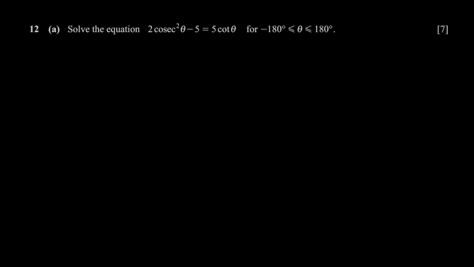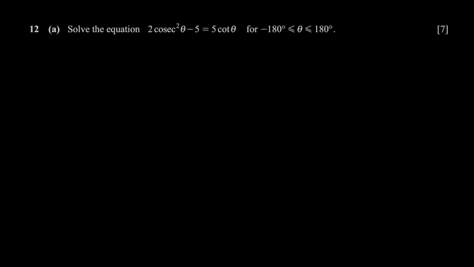Then question 12. You've got some quite difficult trigonometry questions here. So we're supposed to solve the equation 2 cosec squared theta minus 5 is equal to 5 cot theta between negative 180 and positive 180. Now, there are a couple of ways to do this, but the simplest way is to check the identities that are given in the front of your exam.